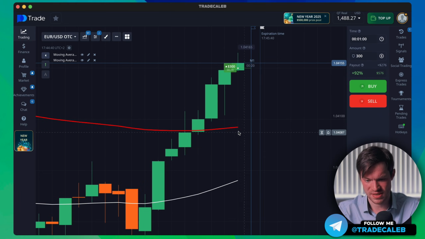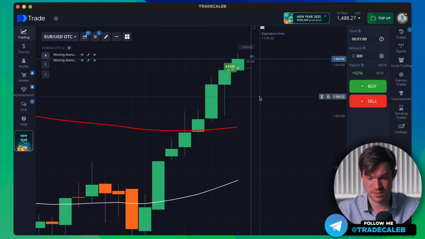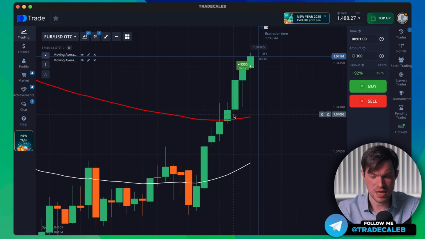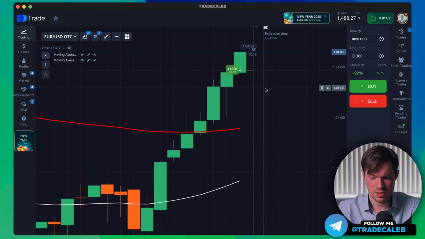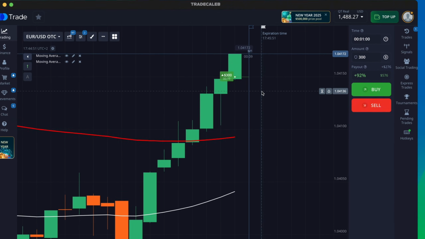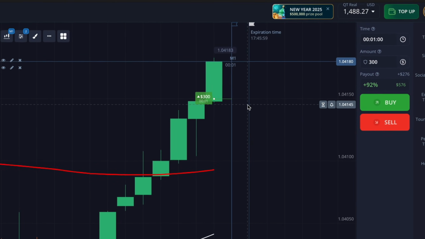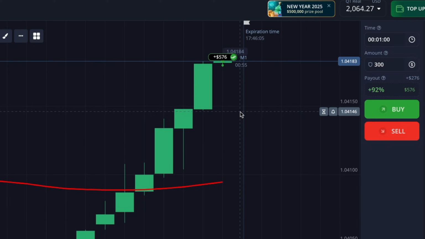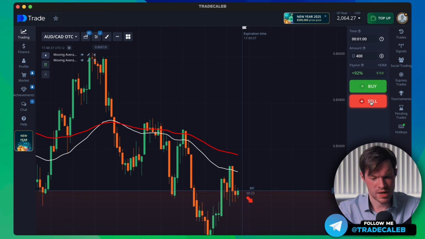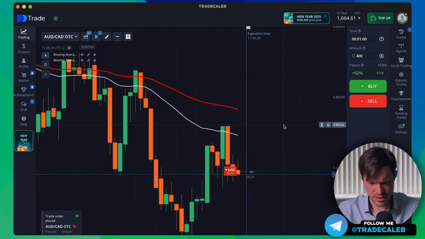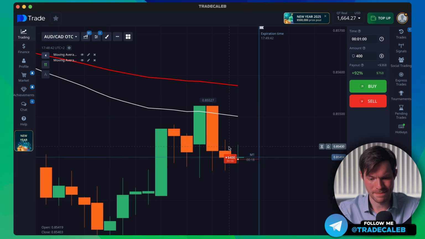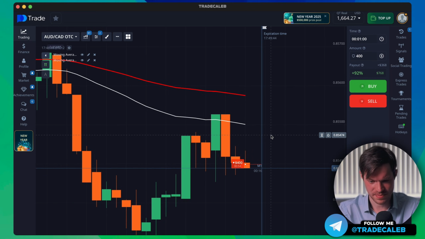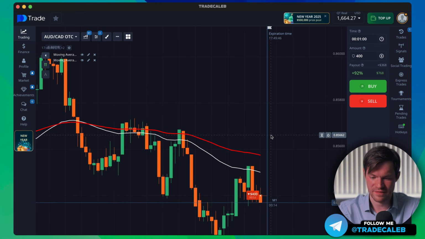Unfortunately, this shadow doesn't touch the red line of the moving average, but that's okay. Here we just open a trend trade on the breakout. Guys, let's open a 1-minute trade here as well. I'm doing a really bad job right now. I admit it myself, because you always need to have clear criteria for entering a trade.